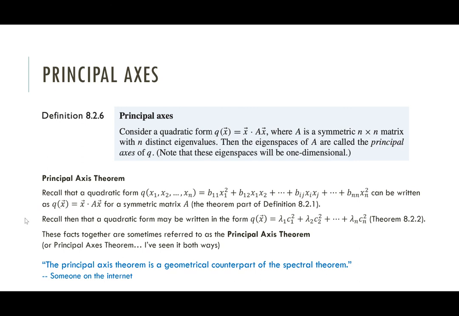Especially if you think about it, symmetric matrices and quadratic forms have this one-to-one relationship. The spectral theorem says symmetric matrices have an orthonormal eigenbasis. And the principal axis theorem says the quadratic form has an orthonormal set of axes, which are the eigenspaces, where the quadratic form can be pure squares. So I see it being just the geometric version of the spectral theorem, which is pretty cool. And it seems like a nice place to end on.